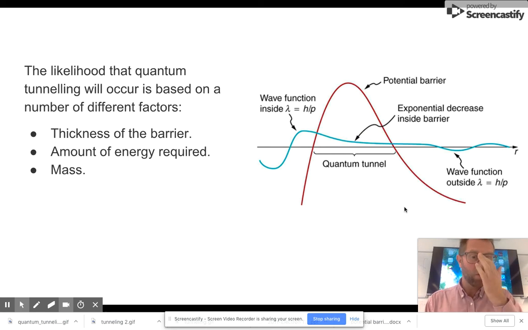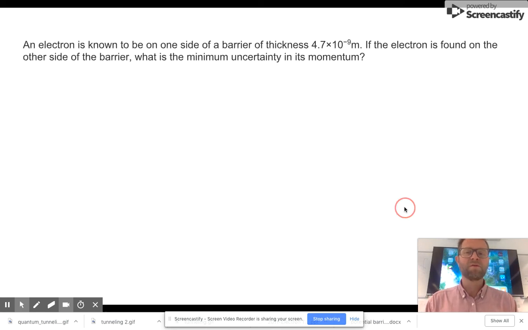Let's consider a question which is related to this. So here we're going to think about an electron. An electron is on one side of a barrier of thickness 4.7 times 10 to the minus 9 meters. If the electron is found on the other side of the barrier, what is the minimum uncertainty in its momentum? So that means that we've got to recognize that the uncertainty of the location of the electron has got to be at least equal to the thickness of the barrier.